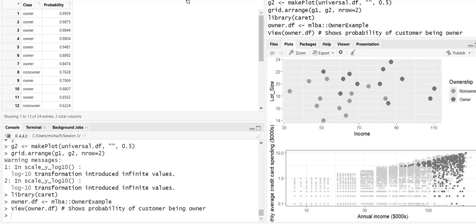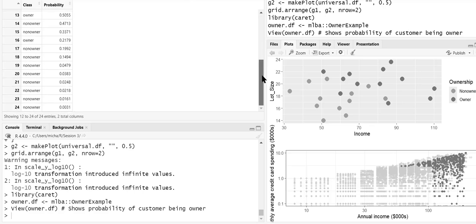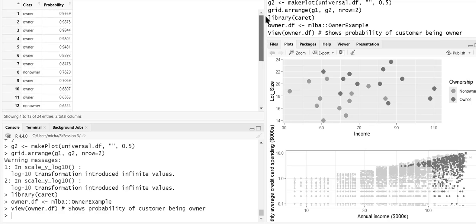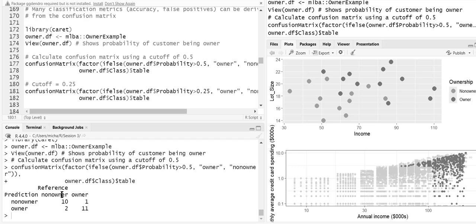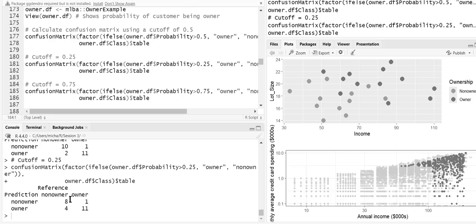Okay, now we're going to look at owner, which is just a little data set based on the riding mower data set, which just tells us the probability of being an owner or non-owner. And then we're going to use different cutoffs to see what our confusion matrix is. So if we have a cutoff of 0.5, here's what the results are. If we have a cutoff of 0.25, here are the results.